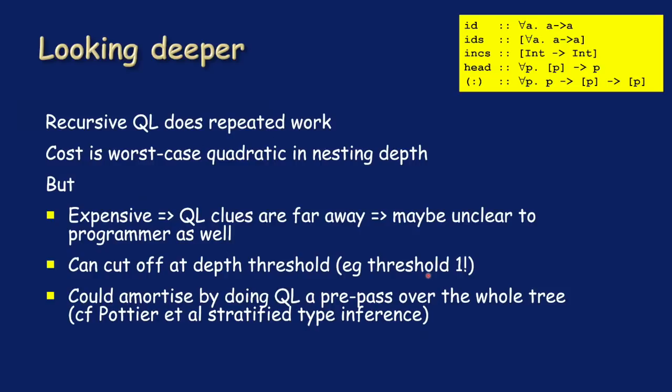We might also wonder about amortizing this cost by doing quick look as a pre-pass. And that's very much what Francois and his colleagues did with stratified type inference some time ago.